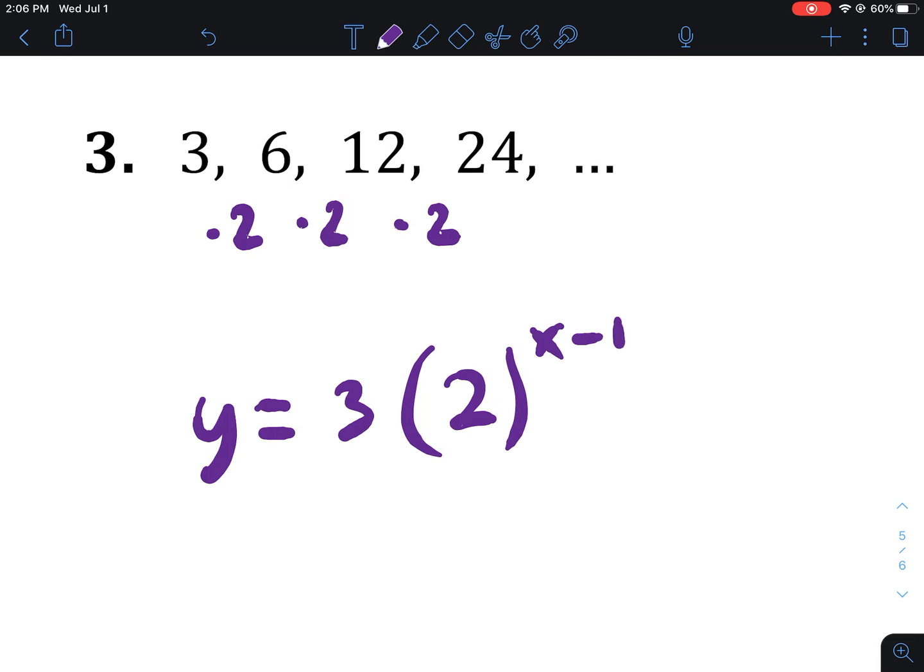One of the easiest tricks is just to put a -1 there, so that you kind of offset yourself by that amount. When I plug in 1, I'll get 3. When I plug in 2, I'll get 6, and so on. That kind of recalibrates the spacing there.